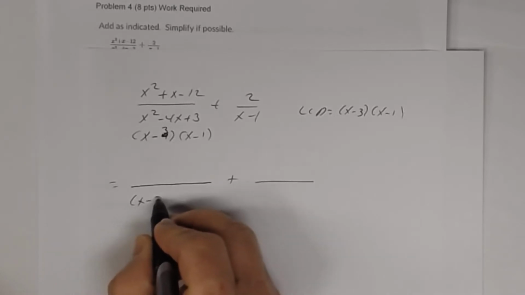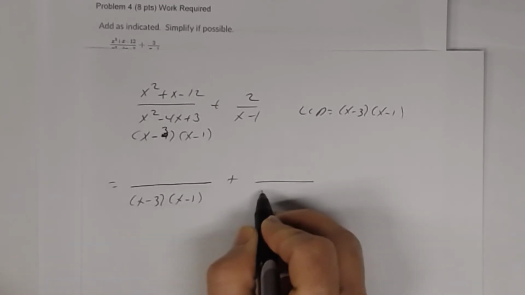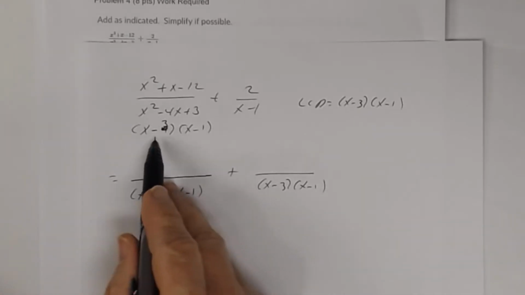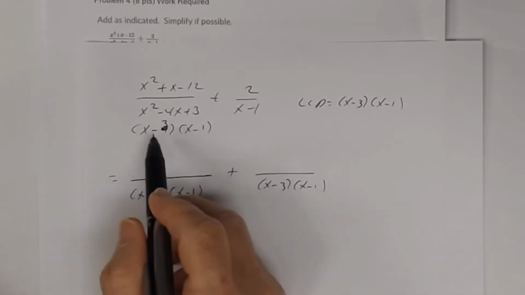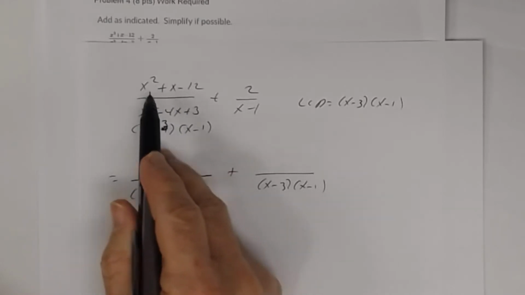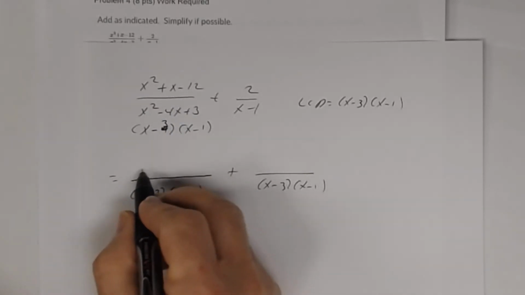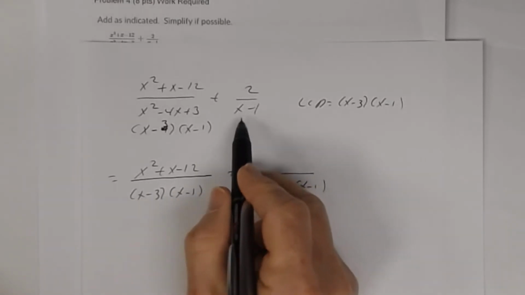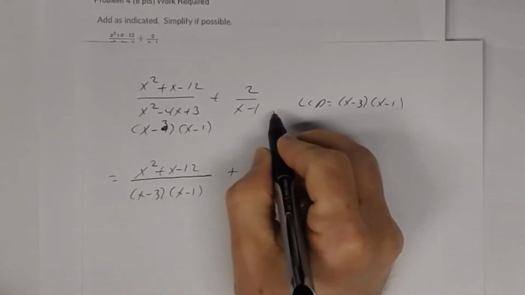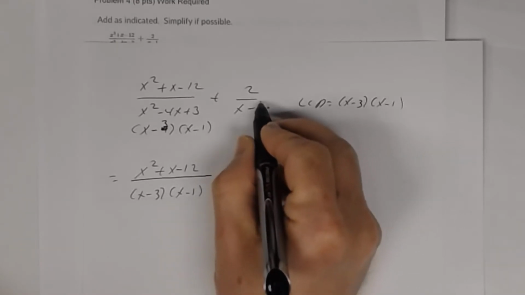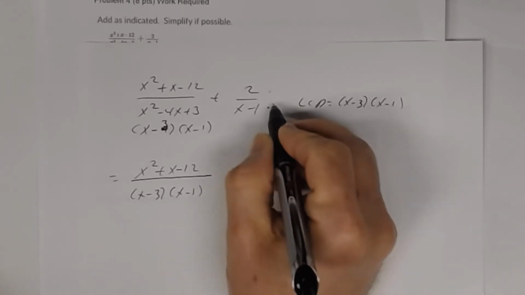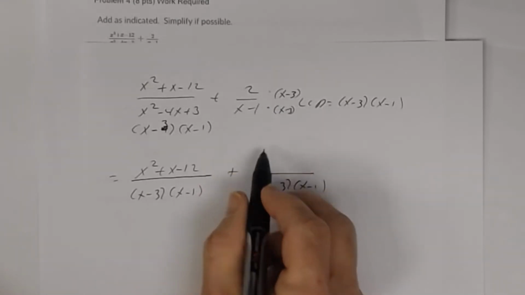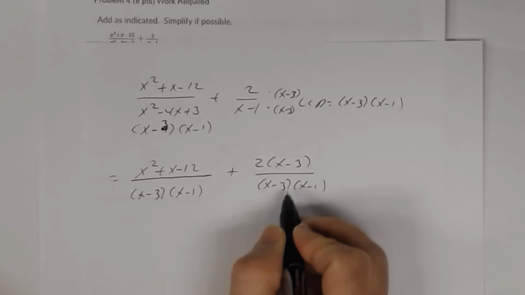So that's x minus 3 times x minus 1, x minus 3 times x minus 1. I want you to notice that this denominator is the same as this. So in terms of equivalent fractions, this numerator has to be the same as this one, x squared plus x minus 12. Now over here, I have an x minus 1, but this is what I want. So I've got to multiply both numerator and denominator here by x minus 3. So that becomes 2 times x minus 3.